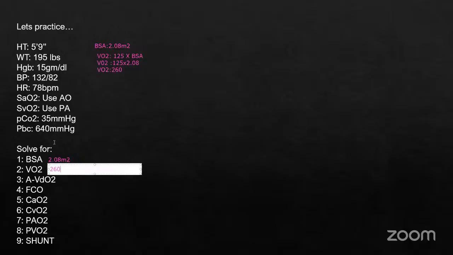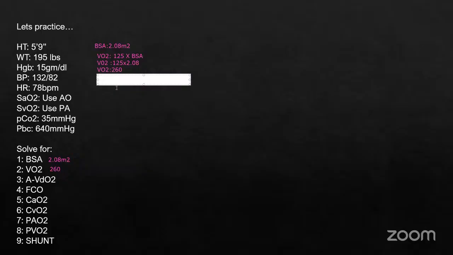Okay, my next is the AVDO2 difference, because I'm calculating prior to Fick. So what I'm going to do here, I know I have AO and I know I have PA. So all I have to do for the AV difference O2, this is my formula here. Oh, I see why it's called that, because I have it in capital letters. So I'm going to go ahead and plug in my numbers. So I have 0.91.